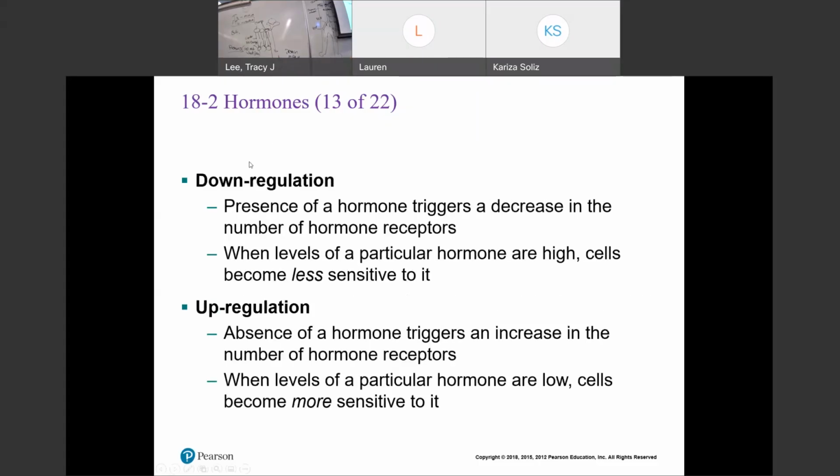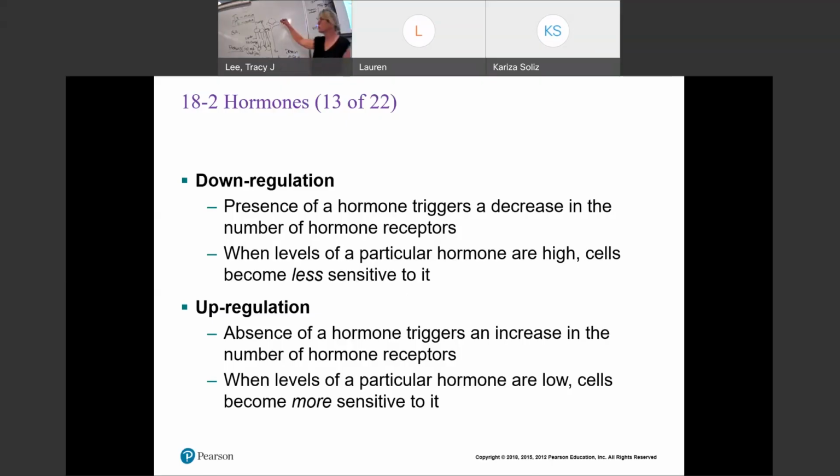We can make cells more sensitive or less sensitive to a hormone. We call that downregulation or upregulation. So if I have a high presence of a hormone, then the cells are going to become less sensitive to that hormone, because there's so much hormone out there, it doesn't need all that hormone. So we call that downregulation. What does it do? It gets rid of some of these hormone receptors on the surface of the cell. So now there's fewer receptors, which makes the cell a little less sensitive because we're taking in less hormone.